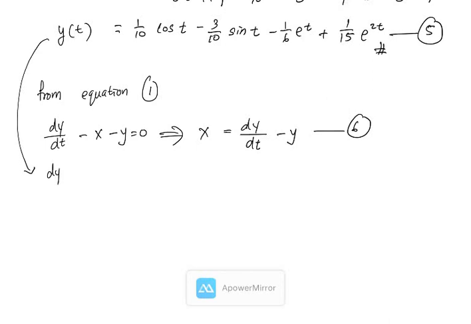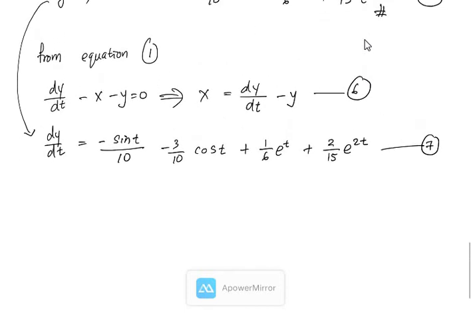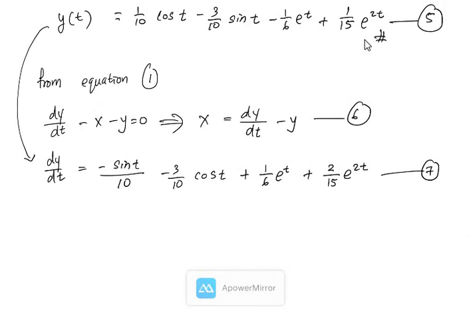So dy over dt is equal to, okay, we differentiate the 1 over 10 cos t, we get negative sin t divided by 10. And we differentiate negative 3 over 10 sin t, we get negative 3 over 10 cos t. And we differentiate the 1 over 6 e to the t, we get plus 1 over 6 e to the t. And then we differentiate 1 over 15 e to the 2t, and we get 2 over 15 e to the 2t. So this I assume is equation number 7. So I substitute equation 5 and 7 into equation number 6.